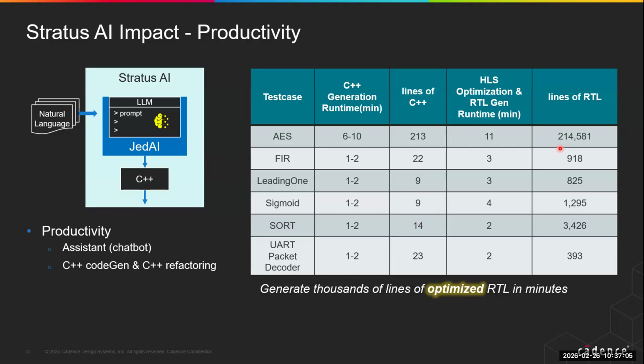But the real understanding of the productivity gain comes when you look at lines of RTL, because this is directly analogous to what a user would do manually in the absence of this technology. In this case, the AES took about 10 minutes to generate the C code, and about 11 minutes to do the optimization and RTL production. So 214,000 lines of RTL, produced in about 21 minutes. That's a staggering amount of productivity. That's why we're doing this, and that's why the whole industry is looking at ways to make this technology work, because the productivity gain is really off the charts.